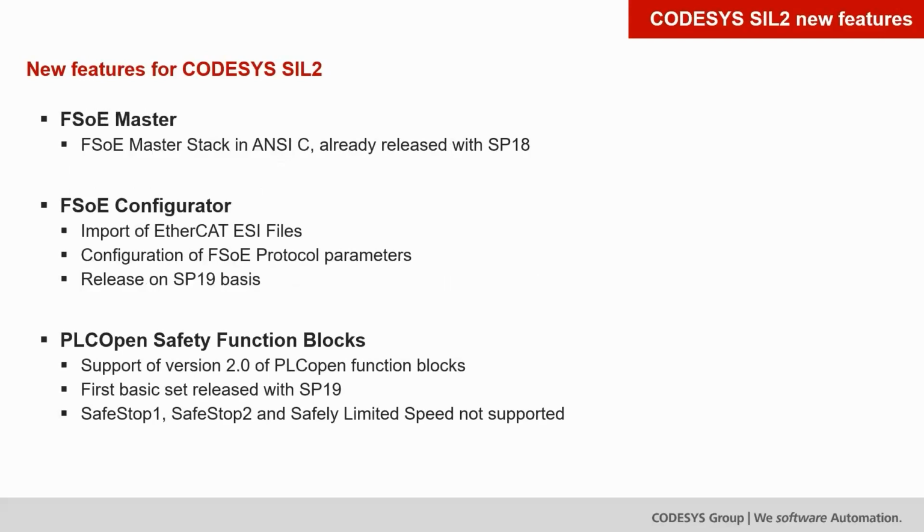Last but not least are the PLCopen Safety function blocks for SIL 2. We have implemented the first set of function blocks, which we will release with SP19, and the missing function blocks will be implemented with the next service packs. There are 3 function blocks which we won't implement. This is the Safe Stop 1, Safe Stop 2, and Safely Limited Speed.